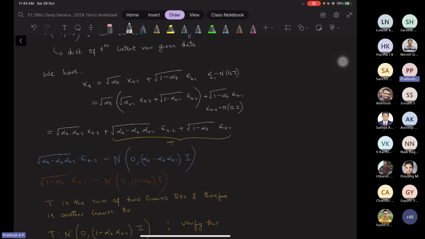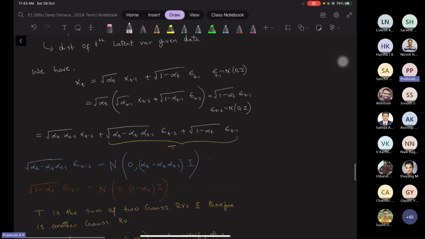I'm not getting what you're saying. See, xt is obtained by this equation, no? Where is another Gaussian here? Yeah, but ultimately it depends on x naught, right? Of course it does. So what is the question? In between we are applying multiple Gaussians, right? You're not applying any Gaussians, no?